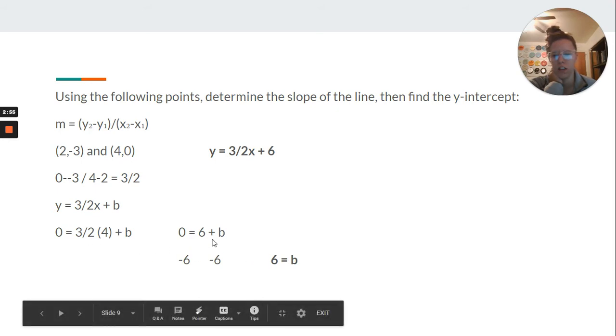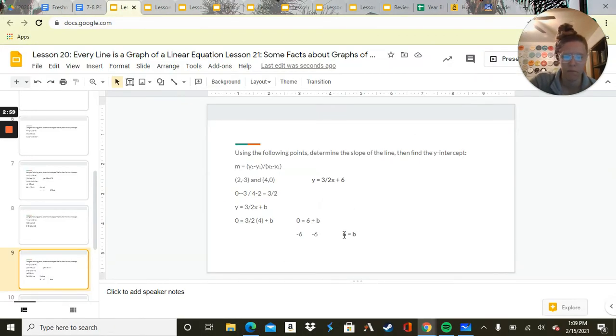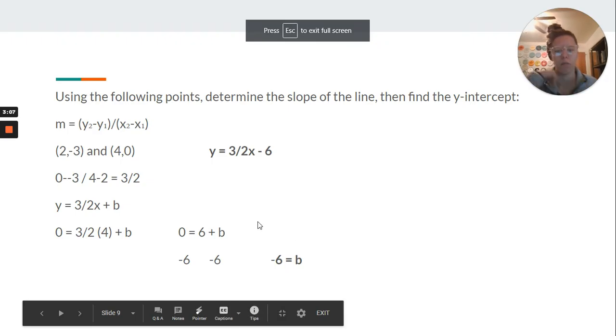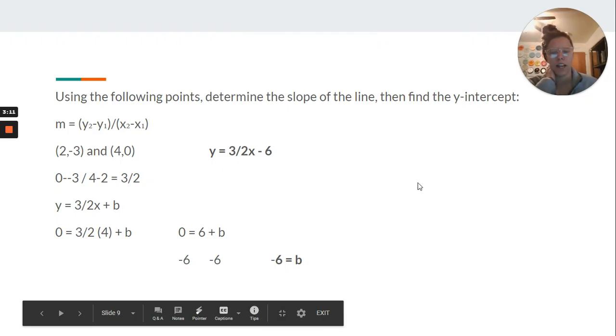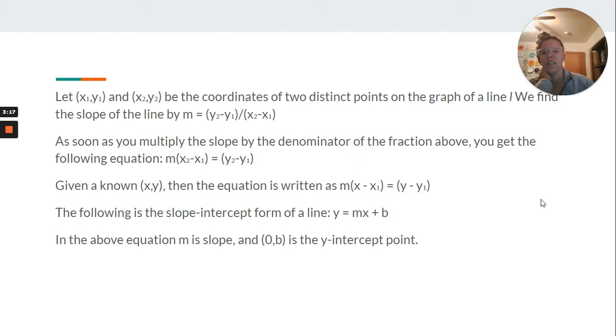Just a second here, and that should be a negative here. My goodness. Sometimes signs are not that easy, guys. So this should be -6. Because if we subtract the 6, we end up with a -6 equals b. y equals 3/2 x minus 6 for our equation. Okay. All right.